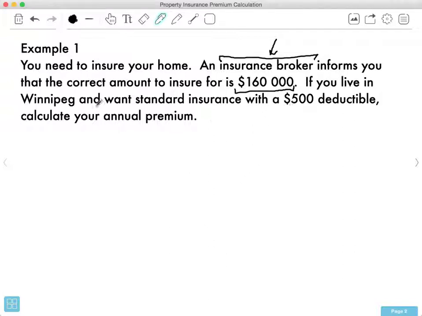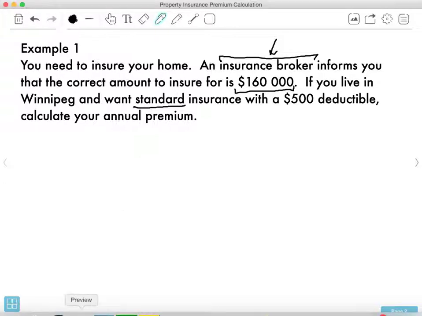So if you live in Winnipeg and you want standard insurance, your two choices are standard, which protects you from major catastrophes, and then comprehensive, which we'll look at in the next slide. So you live in Winnipeg, you want standard insurance with a $500 deductible, and calculate your annual premium. How you go about doing this is with a table, and the table is on a yellow page at the back of your home finance booklet.